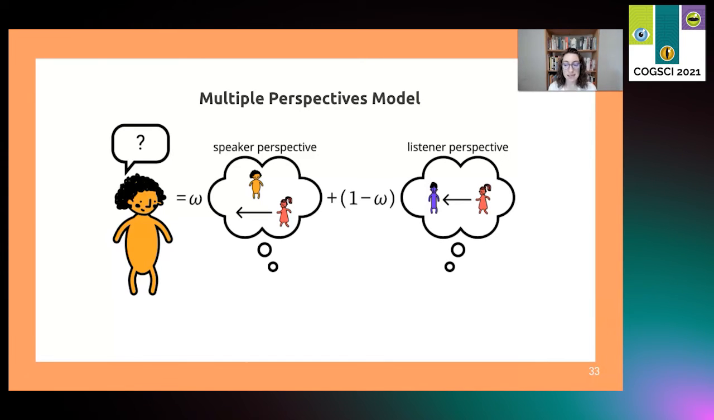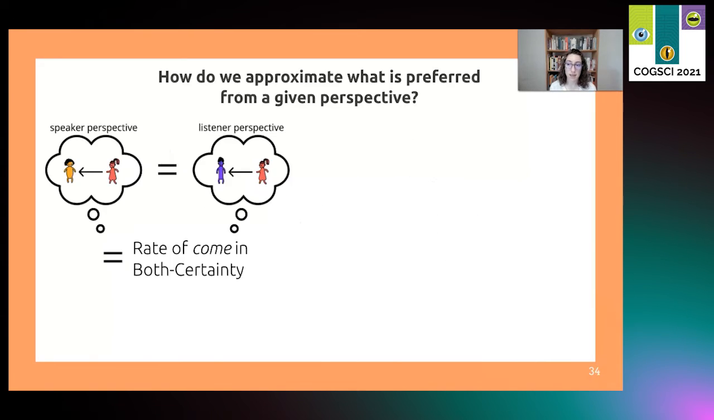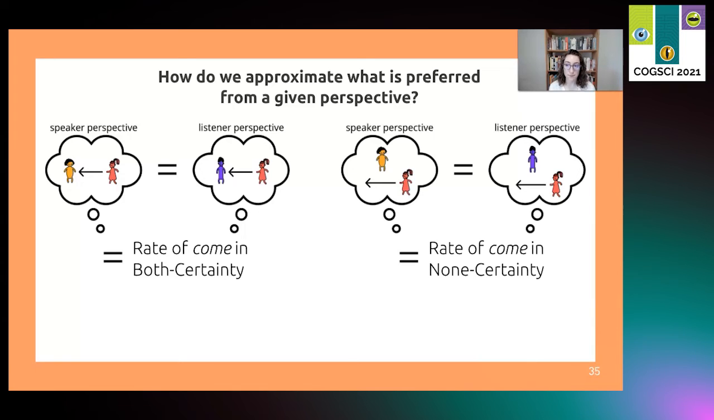One thing we haven't explained yet is that this model requires estimates of what would be preferred from each perspective. And we approximate this using data from conditions where the speaker and listener perspectives agree. So in the both condition, the speaker and listener have the same perspective on the motion event since they're both at the destination. And we use this to estimate the preferences of a participant who is at the destination. Similarly, in the none condition, the speaker and listener have the same perspective on the event since they're both not at the destination. And we use this to estimate the preferences of a participant who is not at the destination.